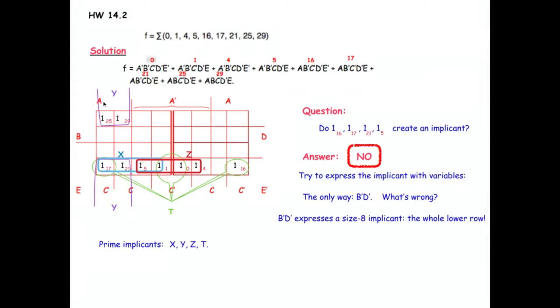How about Y? Yeah, definitely, because nothing else covers 25 and 29. How about Z? There's a lot going on here, but nothing else covers 4. How about X? Not X, because 17 is covered by T and Y, 21 is covered by Y, 5 is covered by Z, and 1 is covered by T and Z. So X is not essential, as it turns out. But Y, Z, and T are essential, and now they do cover all ones.